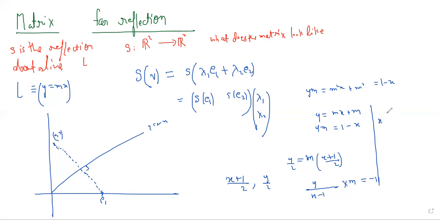Solving it. 1 plus M square. Yeah, 1 minus M square. That is the X.